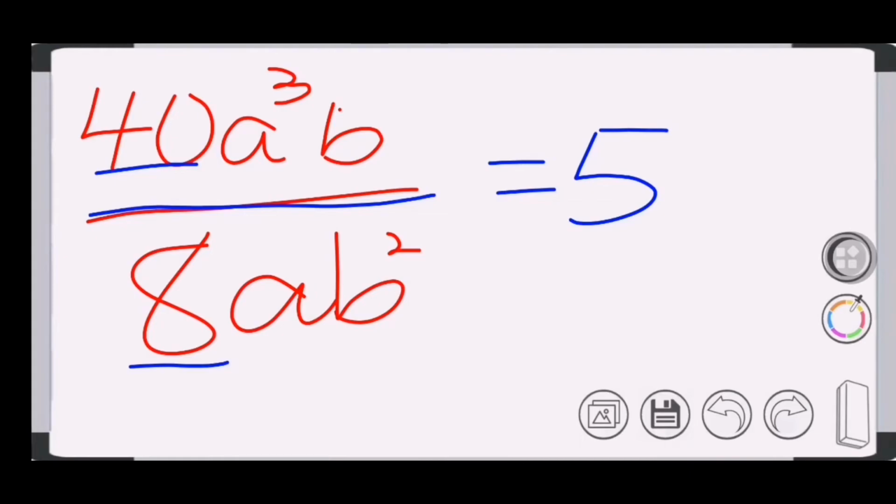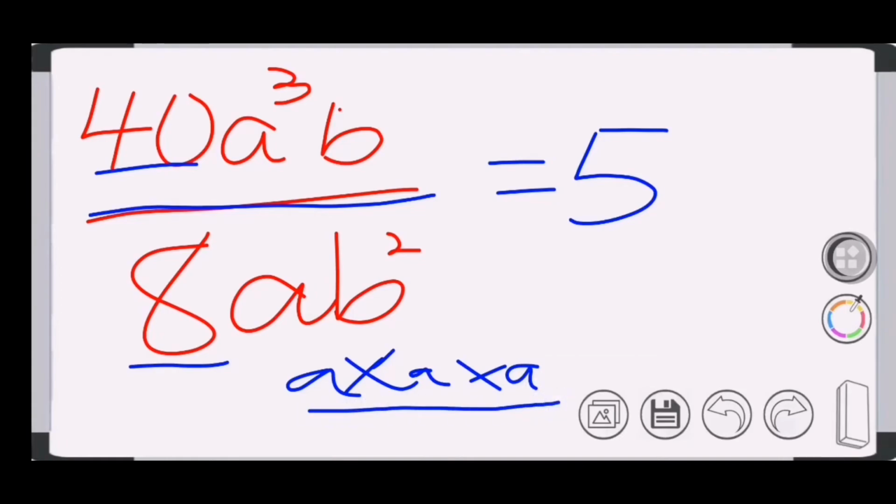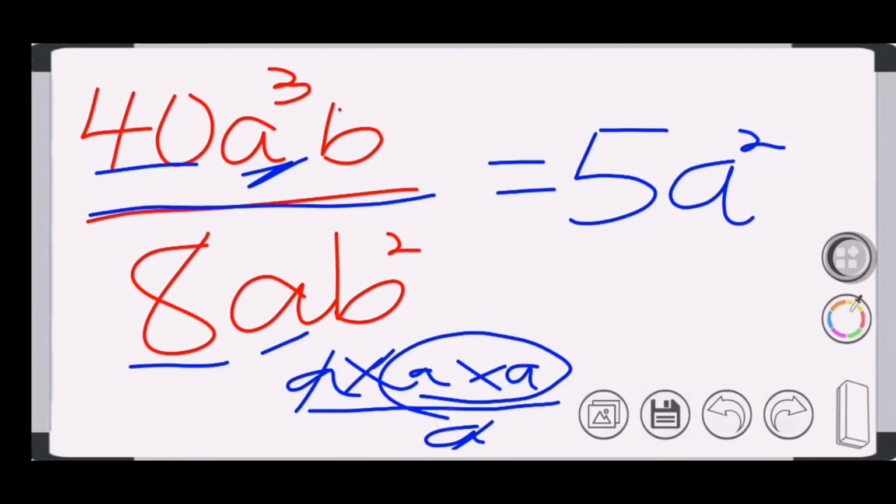Then we divide our a's. Remember, a cubed means what? A times a times a. And we are dividing this by only a single a. So it's a cubed over a. The a cancels the a, and you are left with 2 of the a's on top. So you're going to have a squared here because you were left with 2 of the a's.